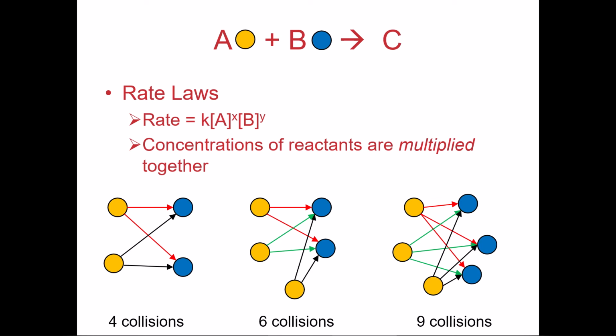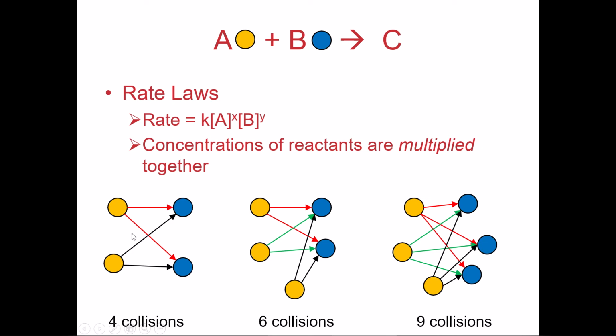When we look at writing the rate law, which was in a previous video, we said the rate is equal to our rate constant K times the concentration of reactant A raised to some power times reactant B concentration raised to some power, and we're multiplying those concentrations together. And the reason we're doing that is because of the collision theory idea.